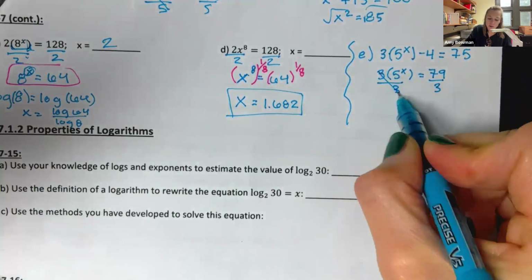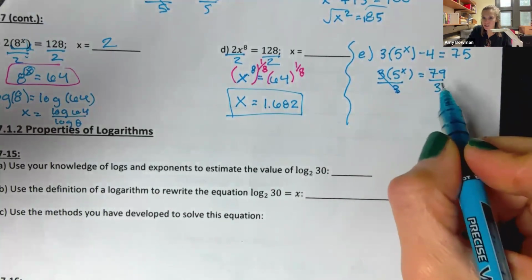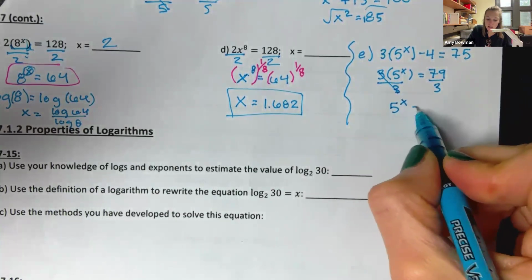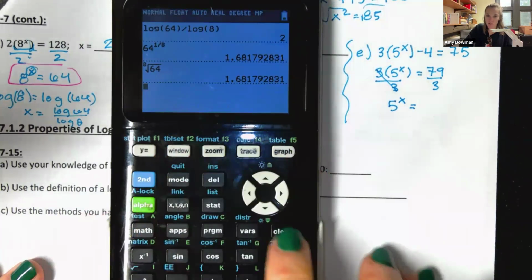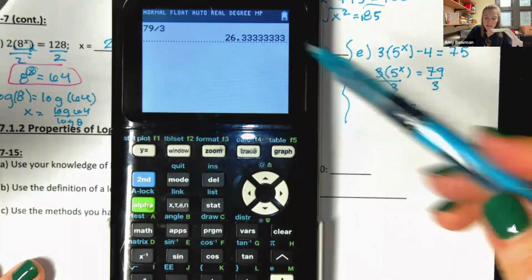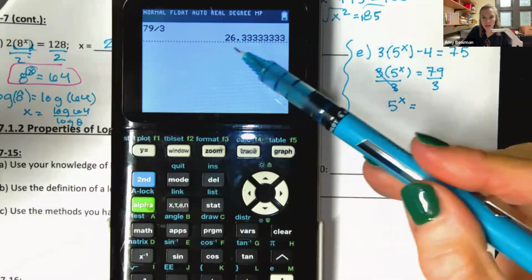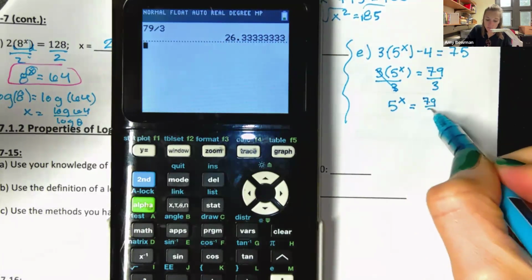Now, here is where I want you to keep the fraction. Don't round this decimal yet. The earlier you round in a problem like this, the less accurate your answer is going to be, especially with exponential relationships. So 79 divided by 3, that is not a terminating fraction. It repeats forever. Do not round it yet. Just leave it as a fraction, 79 thirds.